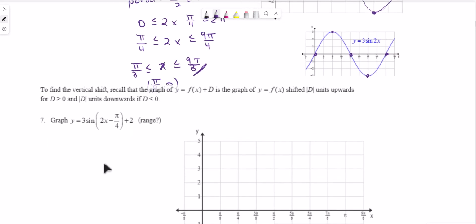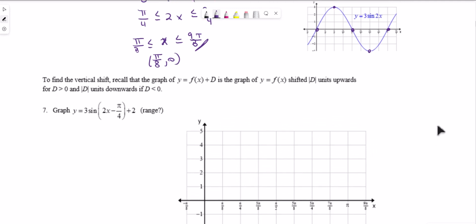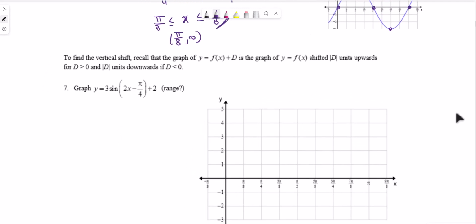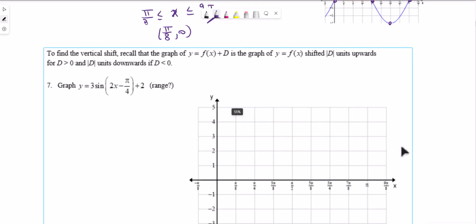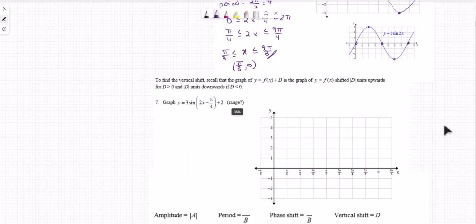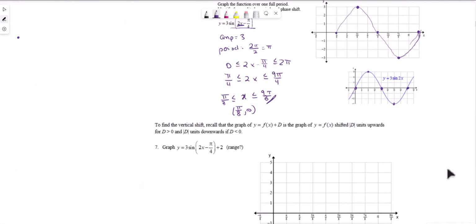All right, so if we have the plus d, that's going to shift it up or down. So here we go. We have 3 sine of 2x minus pi over 4 plus 2. So let's zoom out a little bit. So we just had this one. Remember, that's our 3 sine of 2x minus pi over 4. Now we're going to do just plus 2.